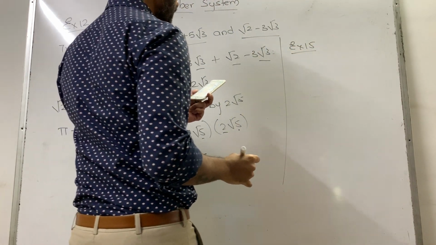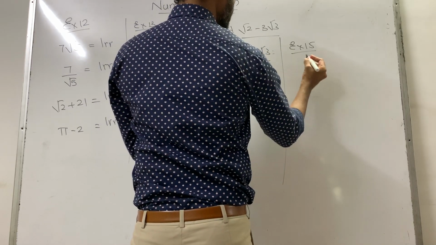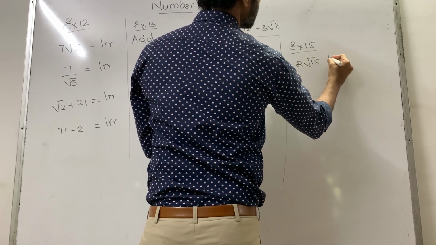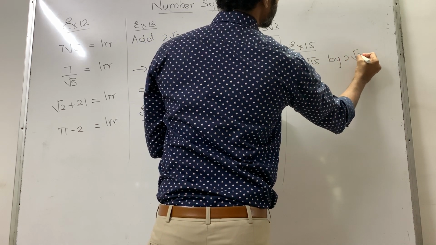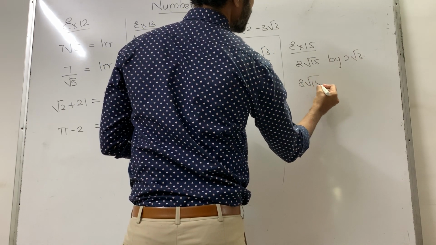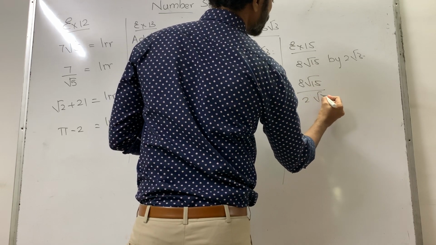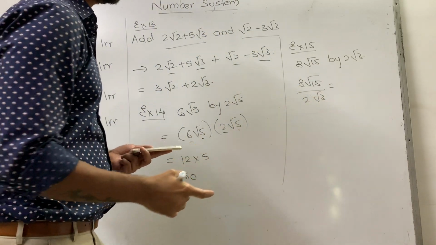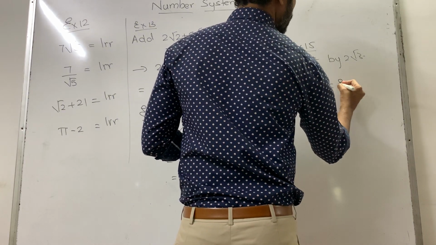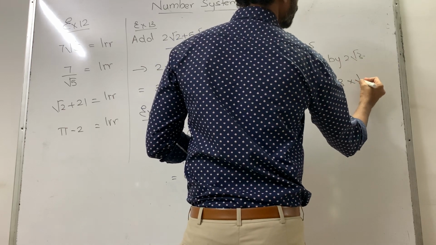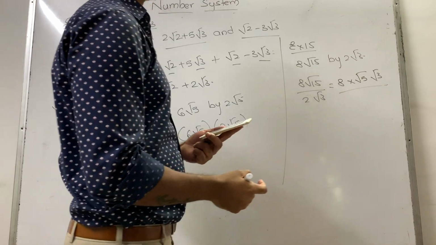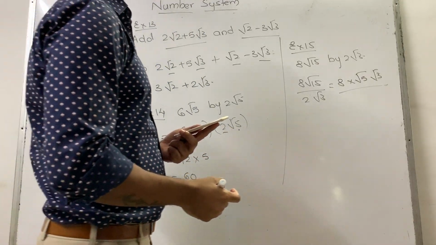What is example 15? In example 15 we have to divide 8 root 15 by 2 root 3. So 8 root 15 divided by 2 root 3. We will follow the same approach. You will divide the rational and irrational parts. So we know root 15. 15 is 5 into 3. As 15 is 5 into 3, you can write root 15 as root 5 into root 3.